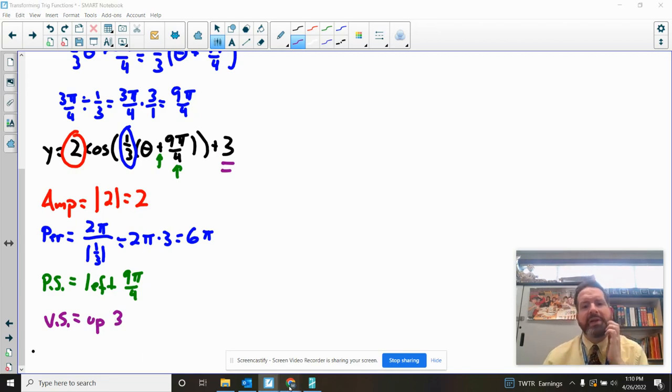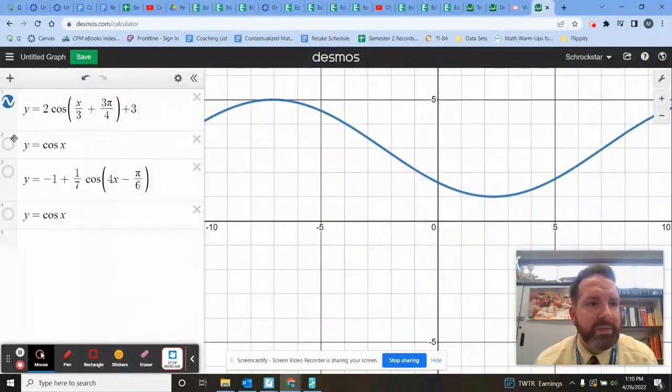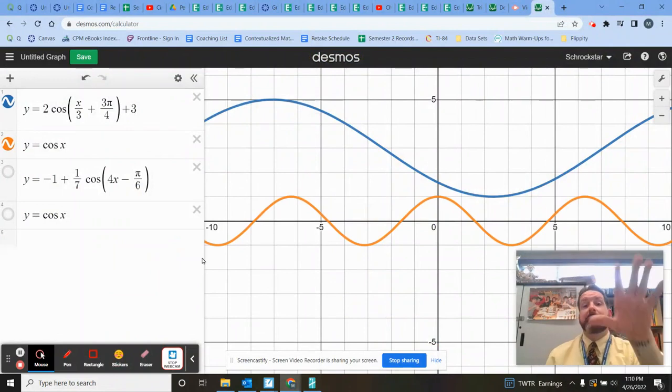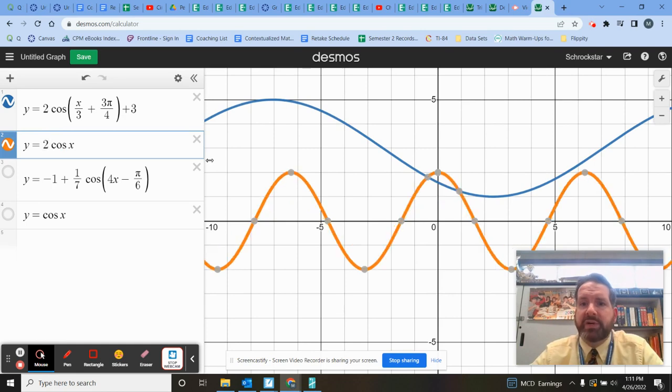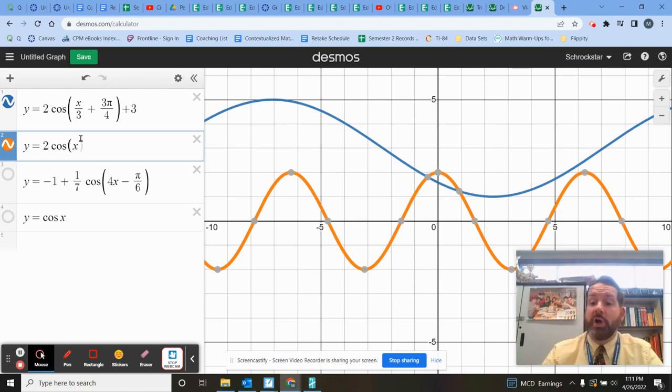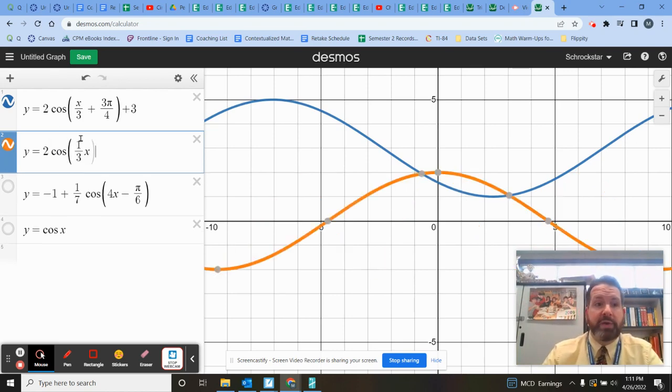Now let's put it all together here. I want to see the transformation actually happen. So in blue is where we want to end up. In orange is our basic parent cosine graph. First, let's do our stretching. So we want to stretch vertically by a factor of 2, make it twice as tall. And now let's do the horizontal stretching. I want to make it 3 times as long. So put the 1/3 in, and there we are.